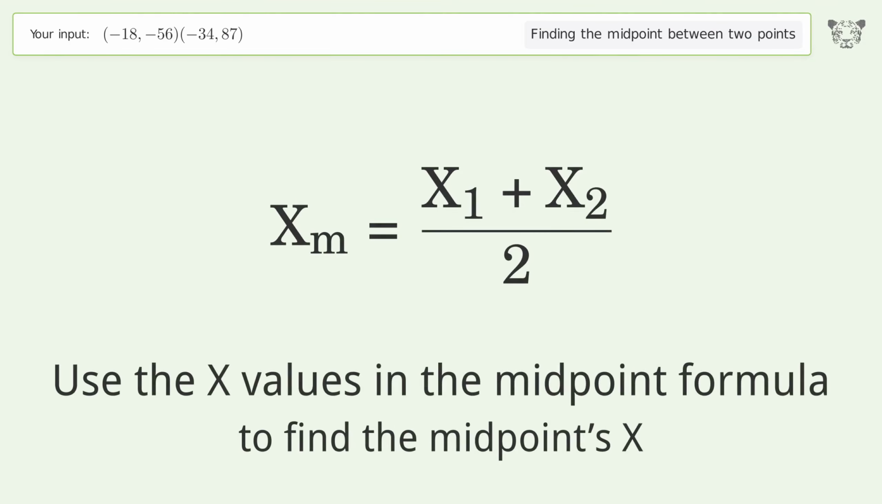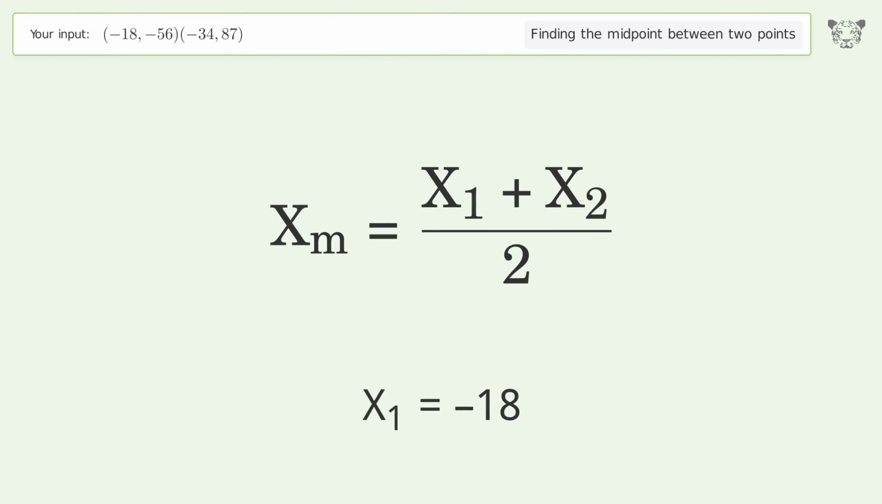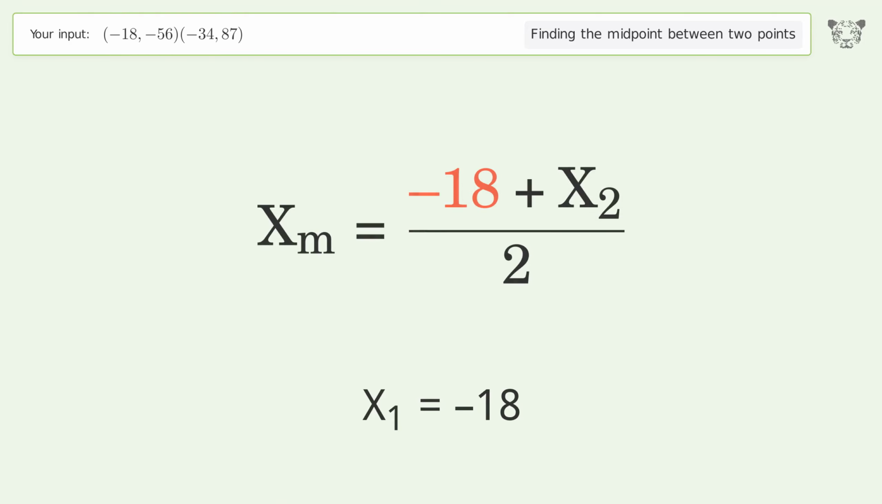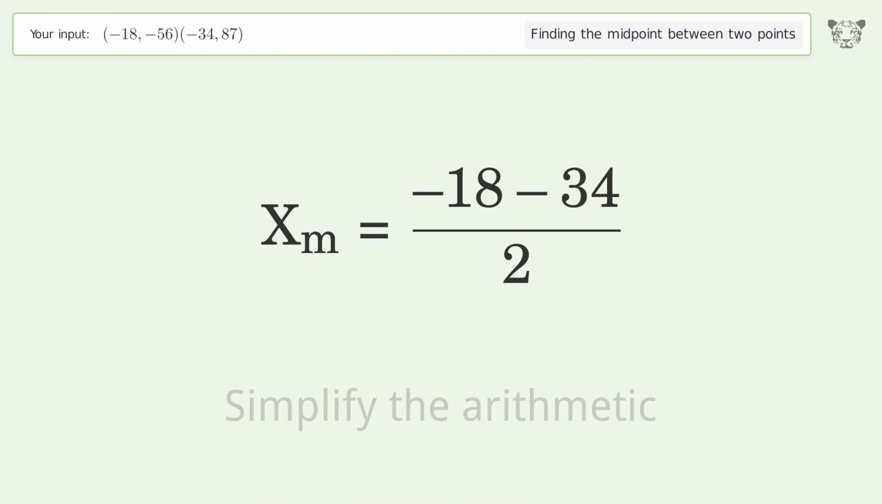Use the x values in the midpoint formula to find the midpoint's x. x1 equals -18. x2 equals -34. Simplify the arithmetic.